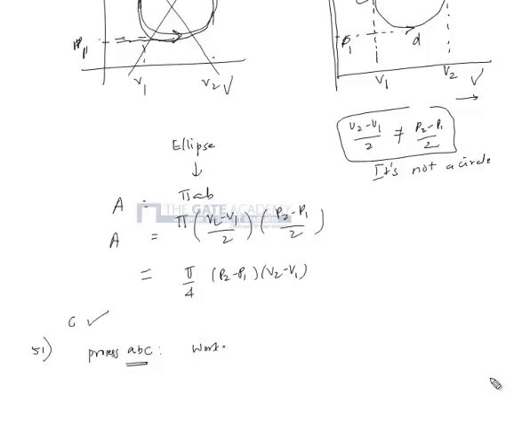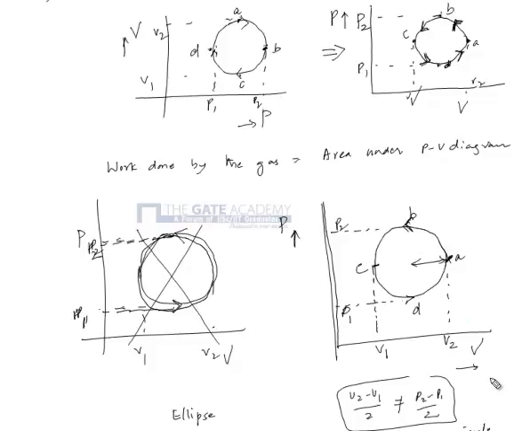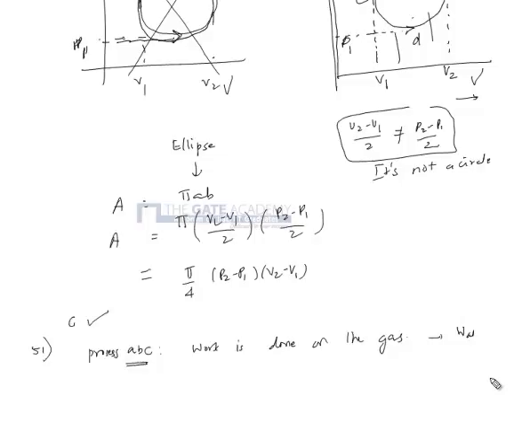work is done on the gas. This is because of the arrow. If you look, the arrow is like this. So what it means is when you're going from A to C through B, you're basically compressing the volume. I mean, you're reducing the volume, so you need to do the work. So work is done on the gas, and that area is basically the area under this entire curve. So that is WABC.